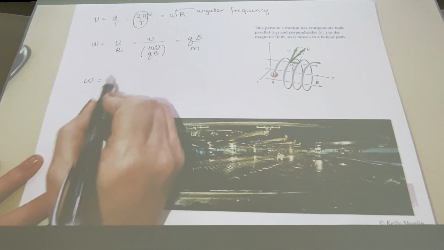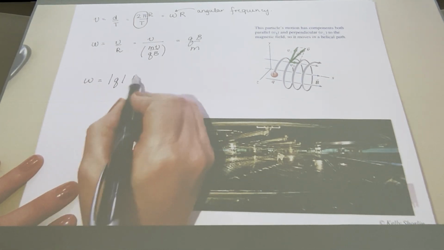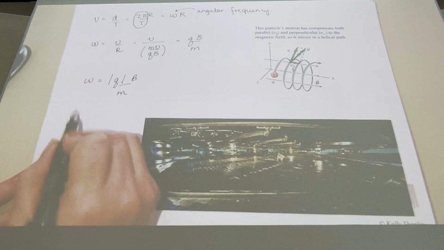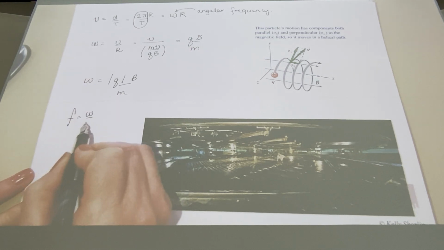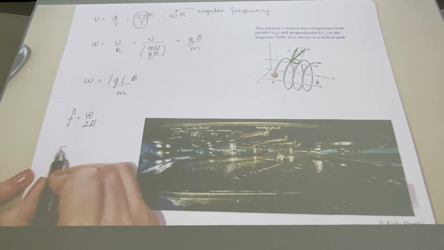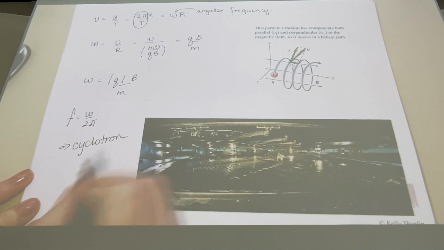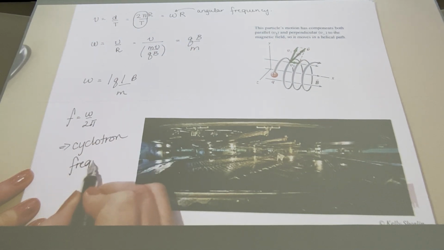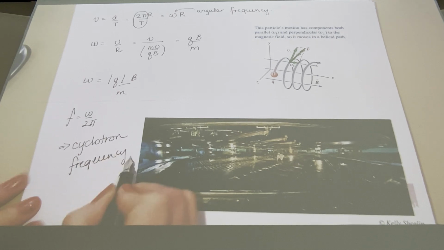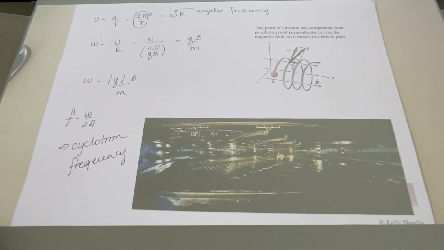So the magnitude would be the magnitude of the charge times b over m, and then f would be omega over 2 pi, and that's what we call the cyclotron frequency. So studying these things helps us learn about the charge and the masses of all these particles. It was a way that they studied all of those things.